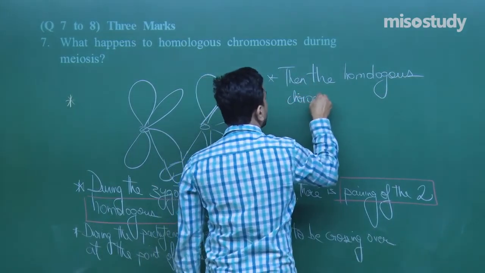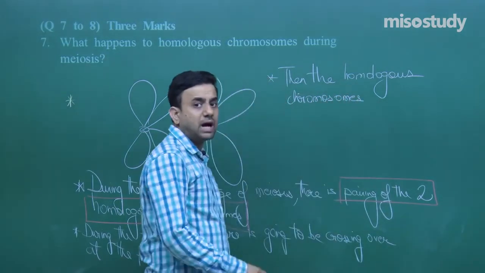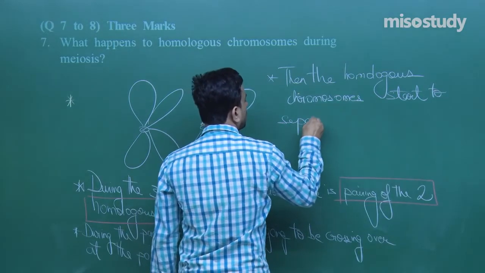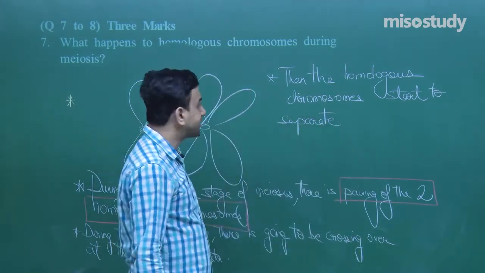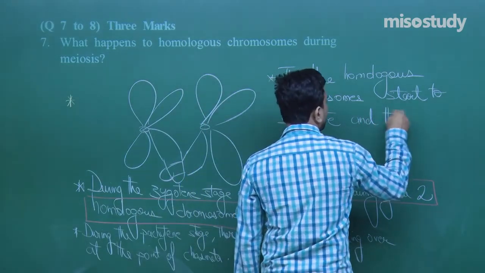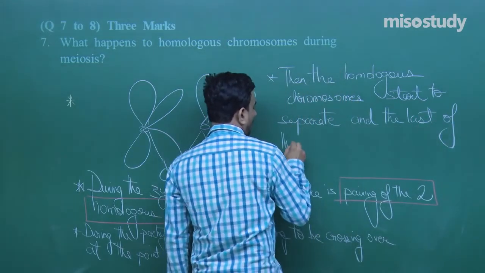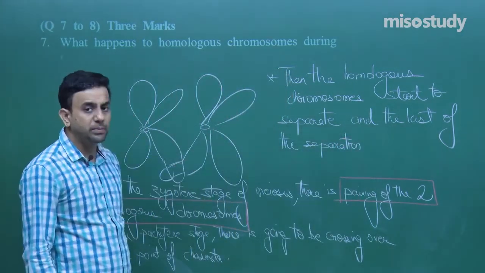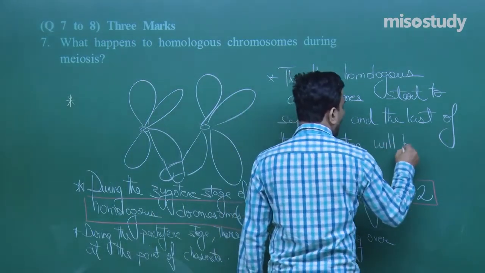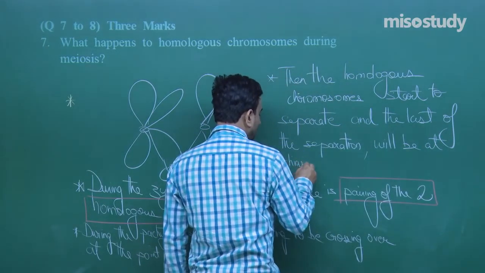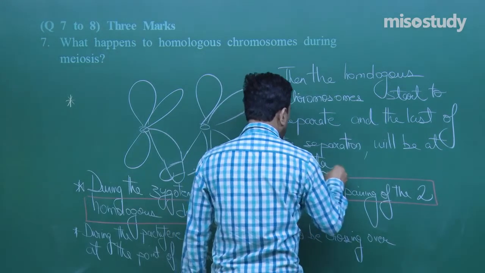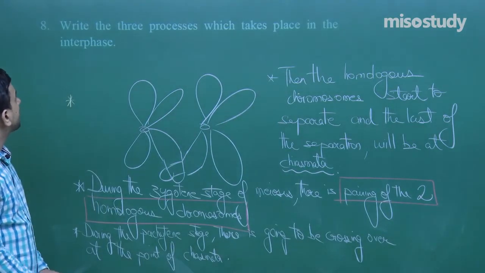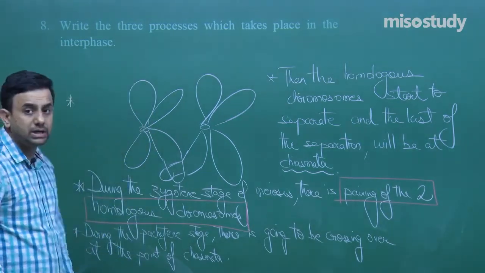The homologous chromosomes start to separate, and the last of the separation will be at the chiasmata, or the point where the crossing over has taken place, right? We move on to the next question: write the three processes which take place in the interphase.